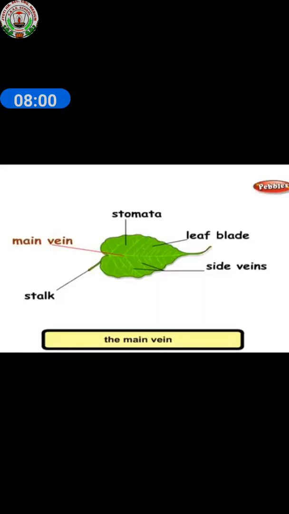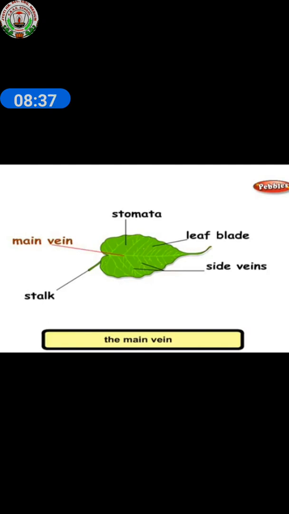So children, you understand the parts of the leaf? The leaf has the following parts: petiole or stalk, lamina or leaf blade, midrib or main vein, side veins or lateral veins, and stomata. So these all are parts. The petiole or stalk attaches the leaf to the stem, and the lamina, a flat green surface of the leaf, is called the lamina. And the midrib, the main vein, runs through the middle of the lamina.